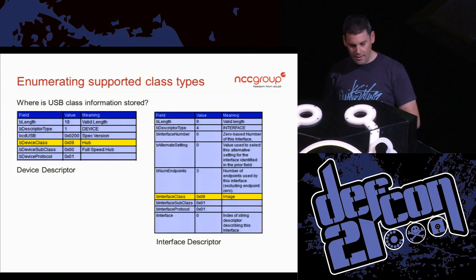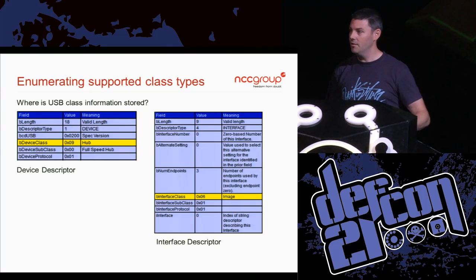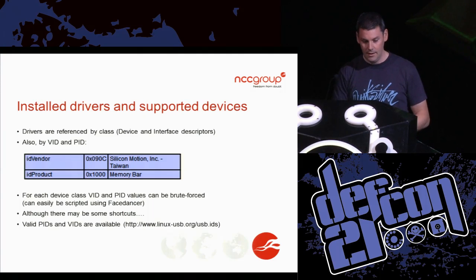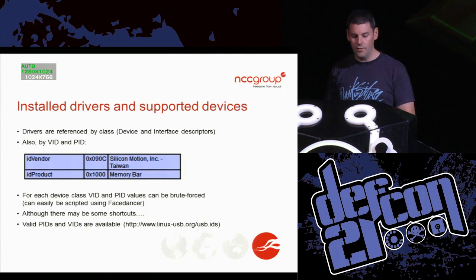So where is the information stored? Well, information about classes is stored within some of these descriptors I mentioned, within the device descriptor, and also within interface descriptors. It's normally in interface descriptors because devices with multiple interfaces might have different classes of interface. And the information that relates the device driver to specific devices is the vendor ID and the product ID that's stored within the device descriptor. So it's kind of like a lookup table.